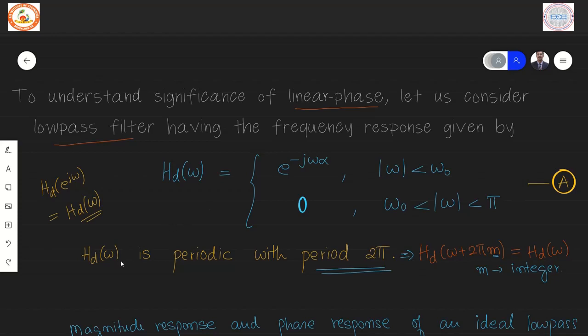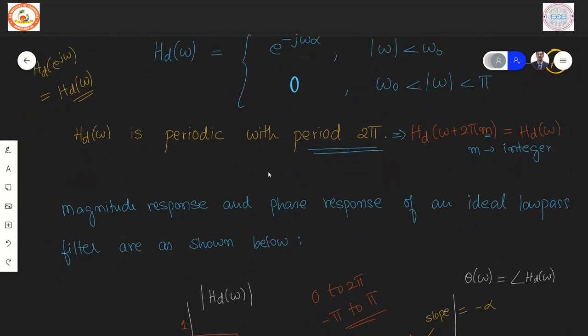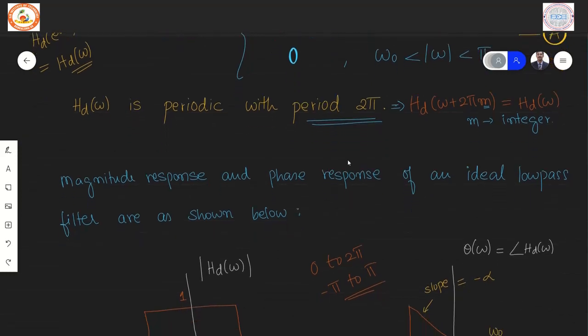This Hd of omega, where d stands for desired, because we are talking about an ideal low pass filter. So Hd of omega is periodic with a period equal to 2 pi. Therefore, Hd of omega plus 2 pi m, where m is an integer, should be the same as Hd of omega. Now, the magnitude and phase response for this ideal low pass filter is as shown below.